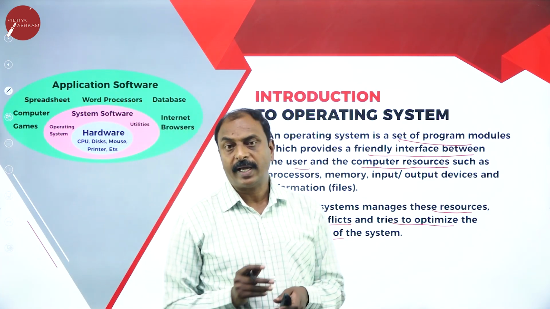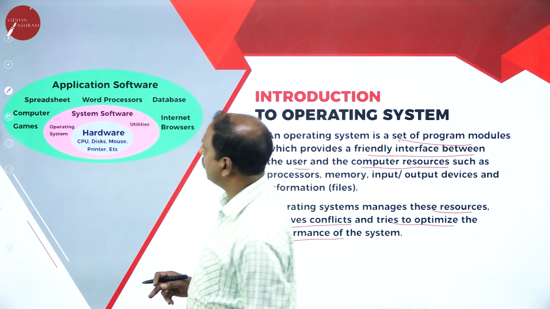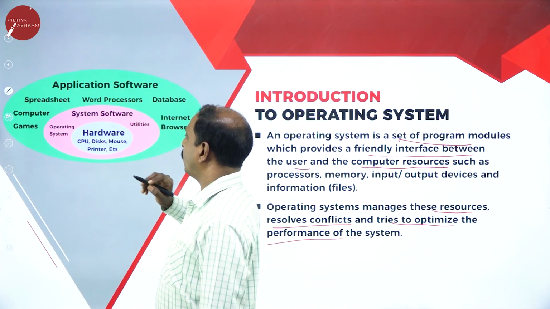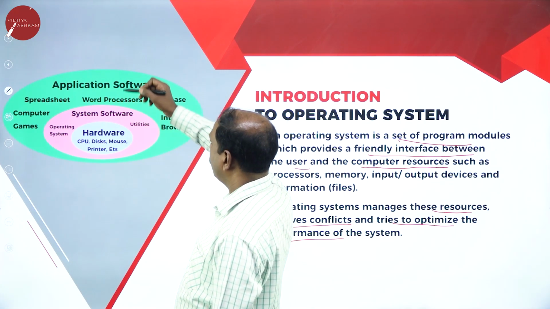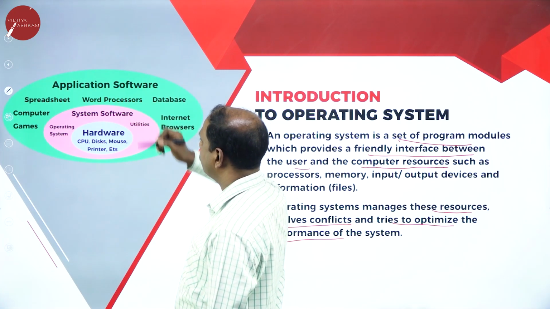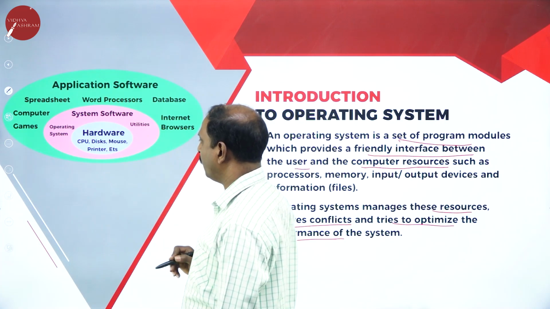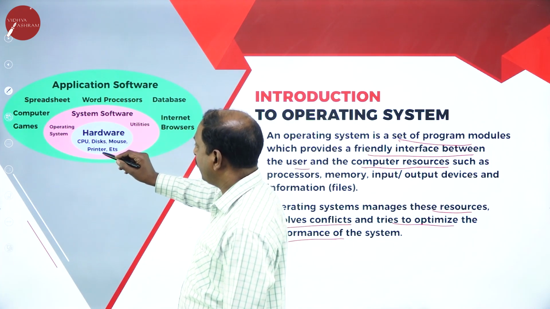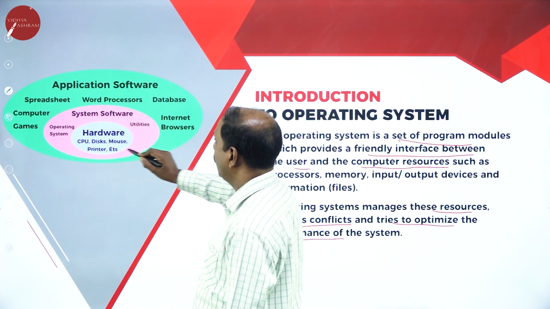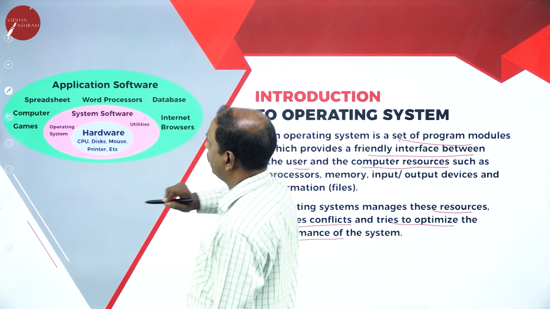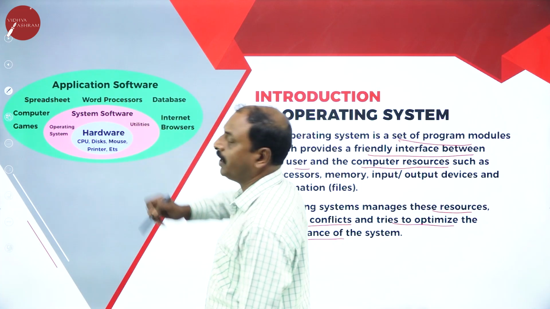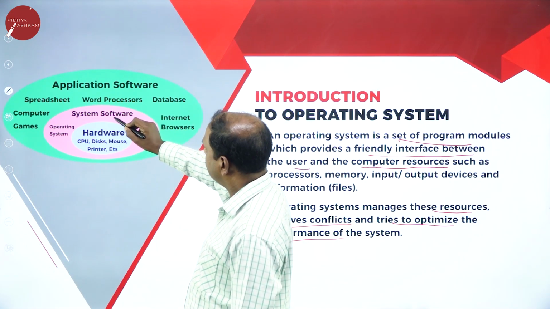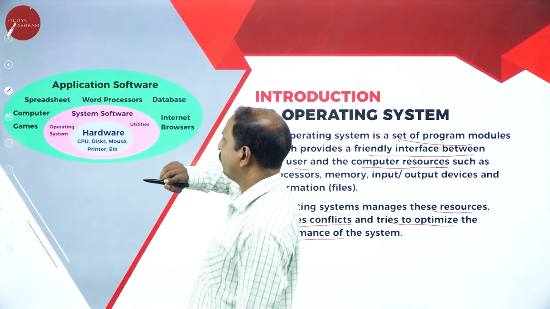Now you can see this diagram here. This is how we represent an operating system. There are three components, as we have seen: application software, system software, and hardware. First we have the hardware, over it we have system software, and then we have application software. These are the three different components of a computer system.